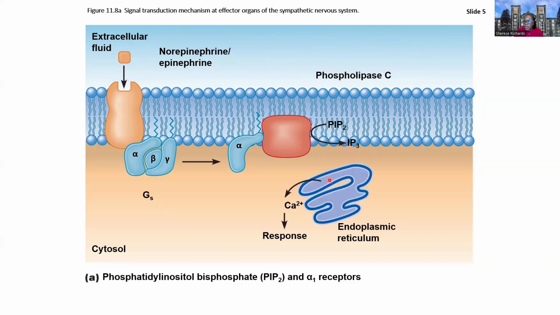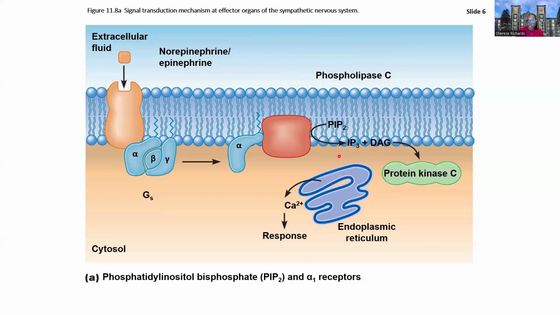So IP3 goes into the cell. It helps to bring about a release of calcium from the endoplasmic reticulum inside the cell. And that flooding of calcium can bring about a cellular response, especially things like muscle contraction. When we get to that in the muscle chapter, we'll see how increasing calcium in the cytosol is the way that we generate muscle contraction. So on an alpha 1 receptor, that flooding of calcium brings about the cellular response.